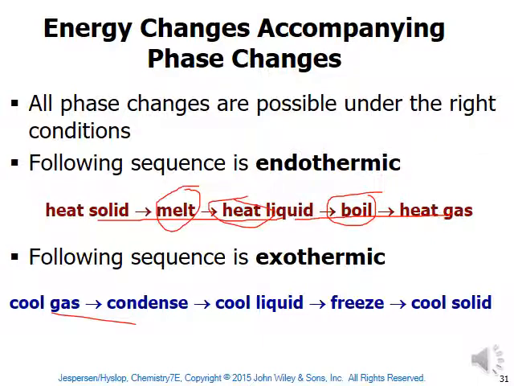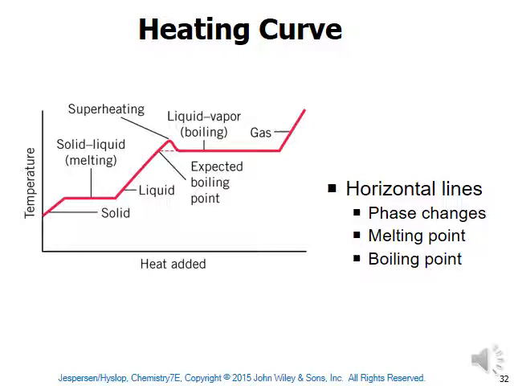Exothermic is the opposite. Gas condensing, remove heat. Okay. Liquid to solid, remove heat. Right. What do we have here? What we have here is a heating curve, and we're going to say that this is water. What we're going to do is add heat and look at what happens to the temperature. So let's say we start here. Let's say this is minus 10 degrees Celsius.